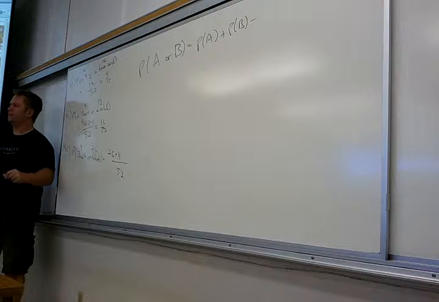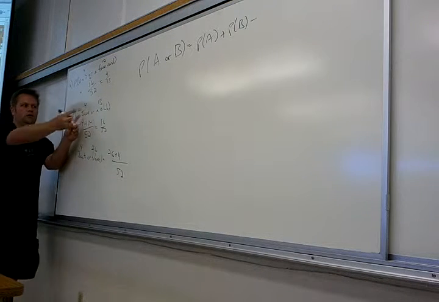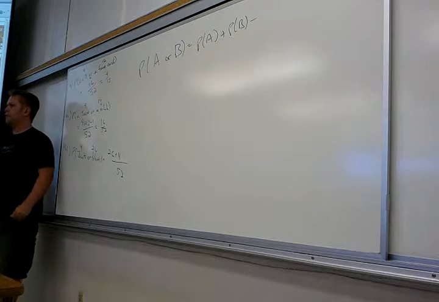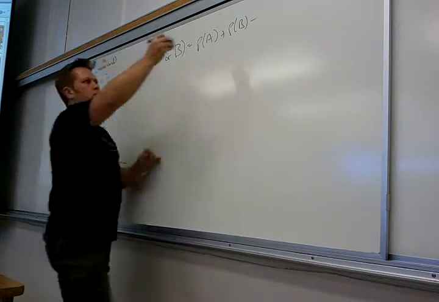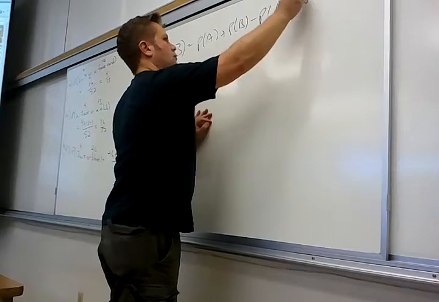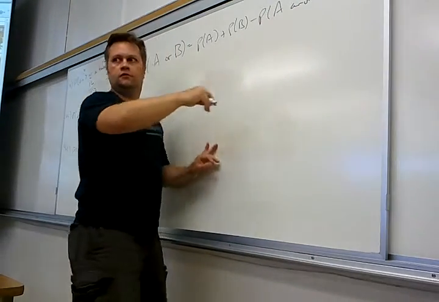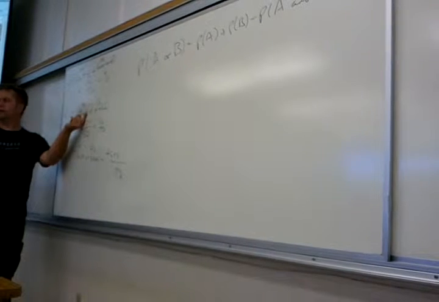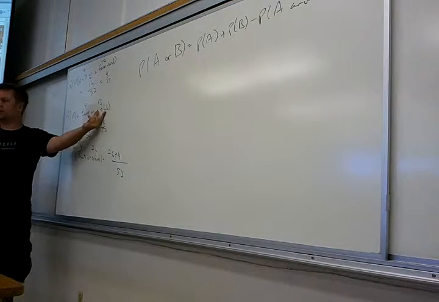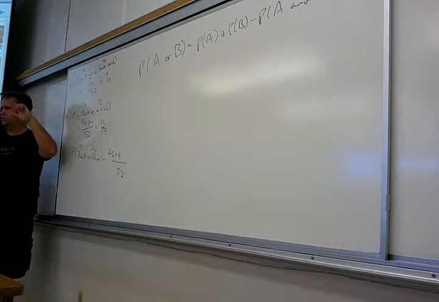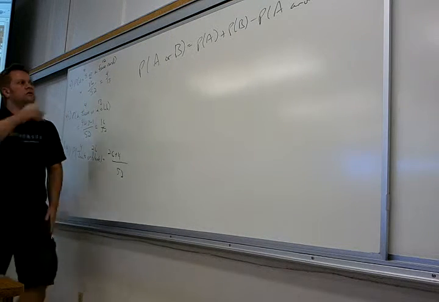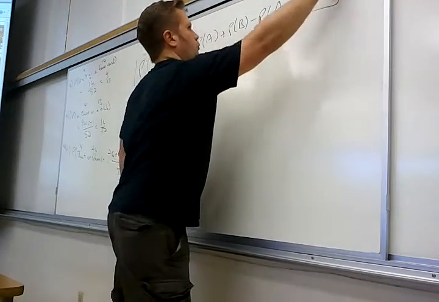It's always the number of things that are both, or intersecting. Another name for that: so minus the probability of A and B. So for example, here we subtracted 1, because there's one card that is a jack and a club. So this is the official formula for OR.